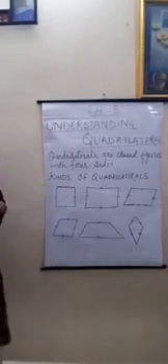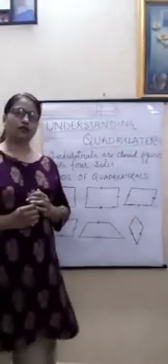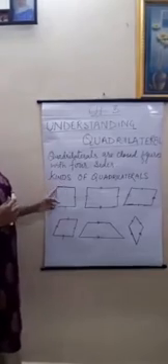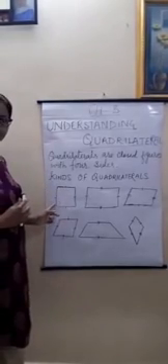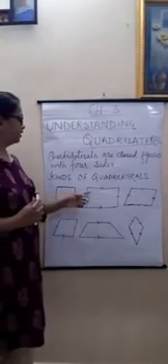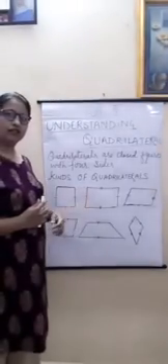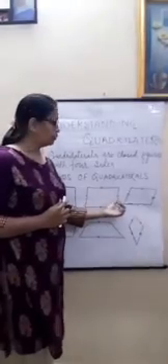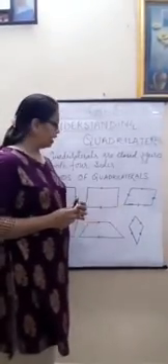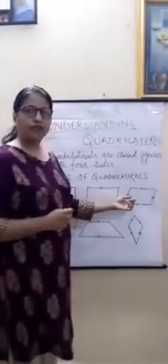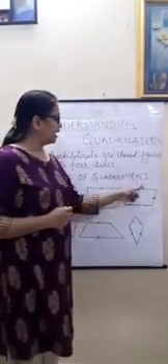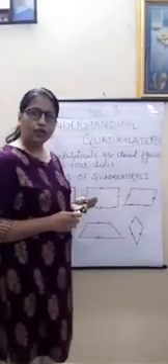You must be knowing square. You know that a square has all four sides equal. Then the second quadrilateral is rectangle. A rectangle has opposite sides equal. Then we have parallelogram. A parallelogram is also a figure with four sides. It has opposite sides equal and parallel.